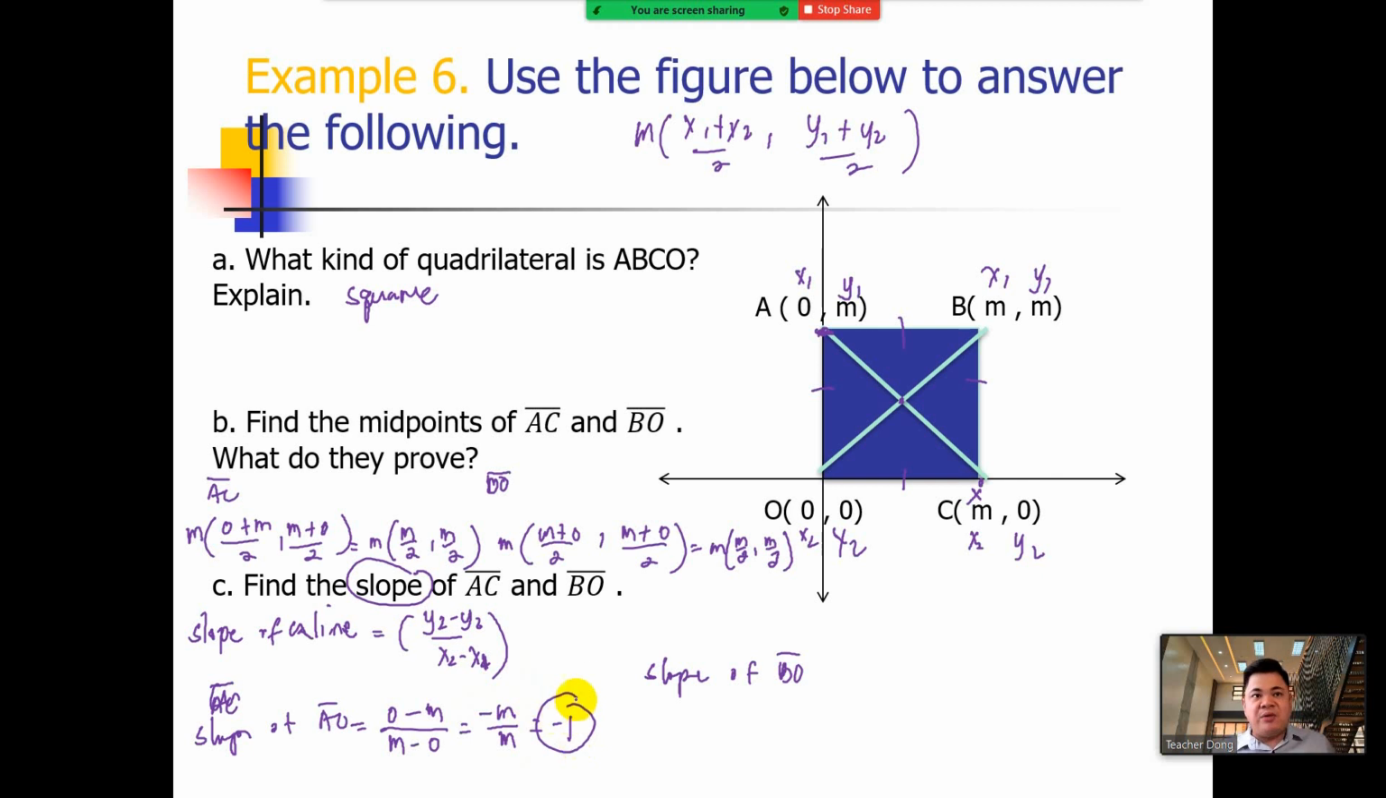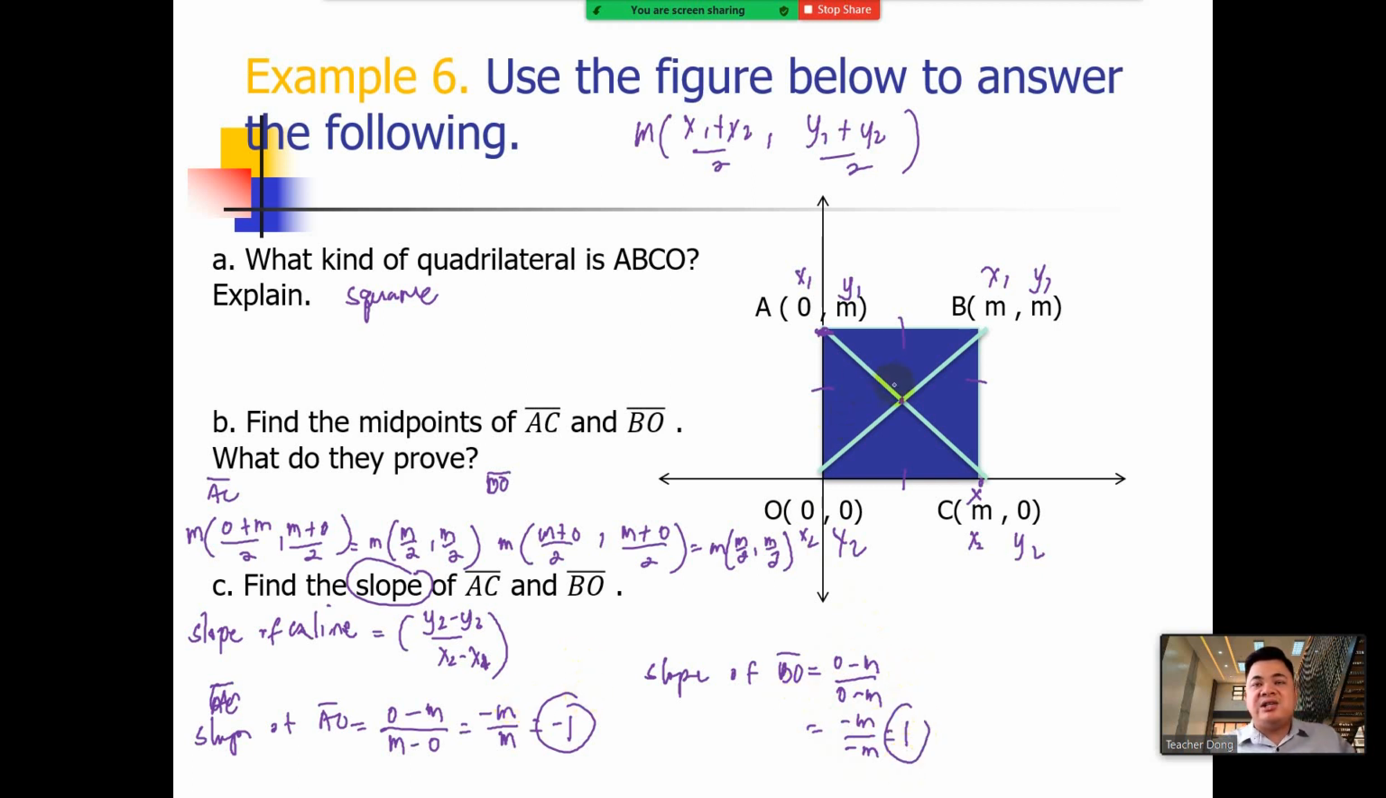So this is the slope of the first line. How about the second line? Here your y sub 2 is 0 minus your y sub 1 which is m, and then your x sub 2 is 0 and then minus m. Then after that, okay, so 0 minus m is negative m, negative m. Negative m divided by negative m is 1. So as you can see, we have negative 1 and 1.